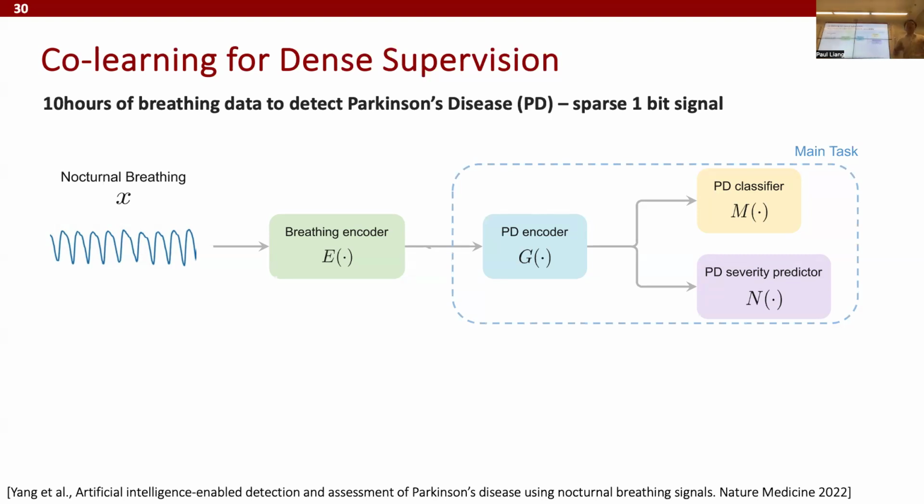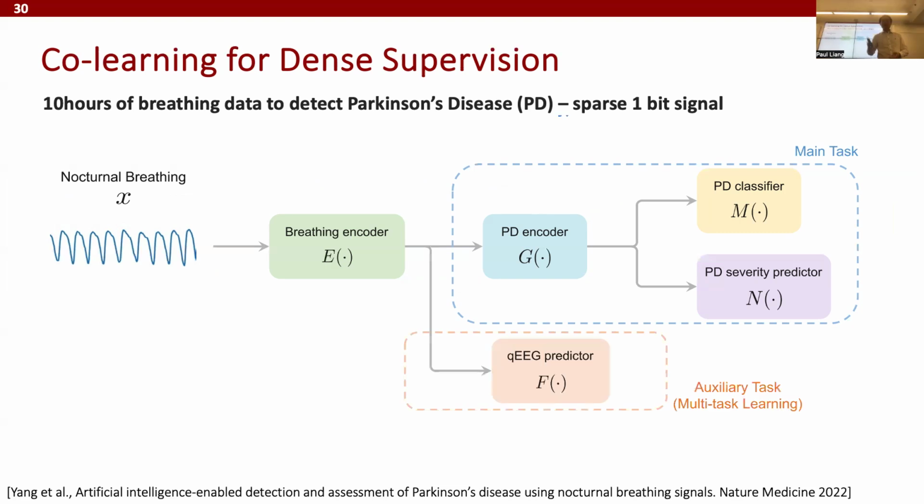And you can see why that would be very difficult, because you have a lot of data. You can learn the encoder, but you just have one very small number to predict as training signal. It's very, very sparse training signal. So all this is just a breathing encoder, Parkinson's disease predictor, classifier, severity predictor. All this just predicts one number. So one natural thing that you can do is to try to use another modality to give more supervision than just this one number of whether they have Parkinson's or not. So one thing you can do is you could predict the EEG at the same time.